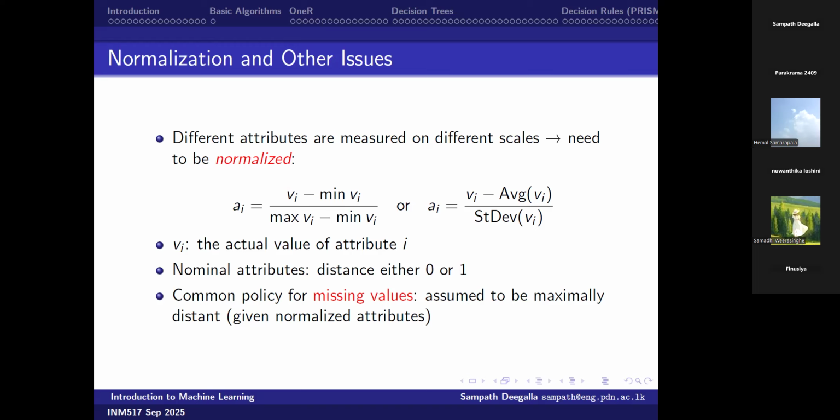Right. The last point is missing values. Sometimes when you have attributes, the values will be missing. So how do you handle that? When you have missing values, remember the policy that we can have is that the difference is maximum. So what do you mean by maximum? That is one, right? Yes. So you assume that the value is maximally different, distinct, which means if you have normalized attributes.